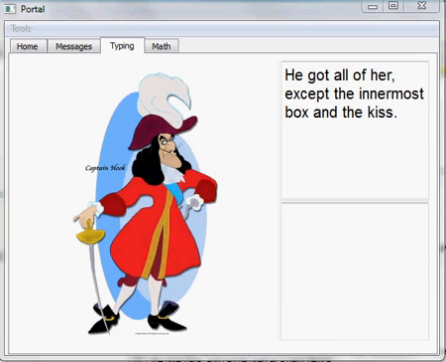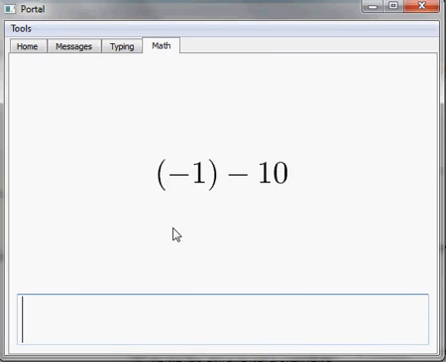Adding and subtracting positive and negative numbers. Let's click on the Math tab. Here we see we have -1 minus 10. So this is the form -a minus b. In that case, you just add the numbers together and then make it negative. So we have 1 plus 10 is 11, and make it negative.